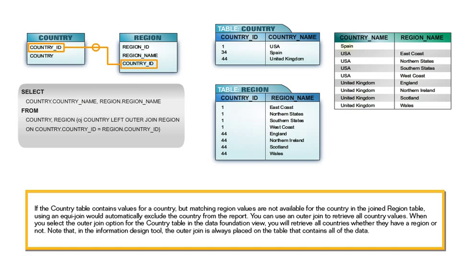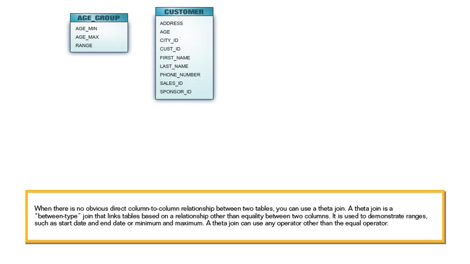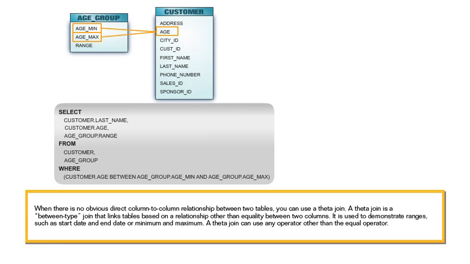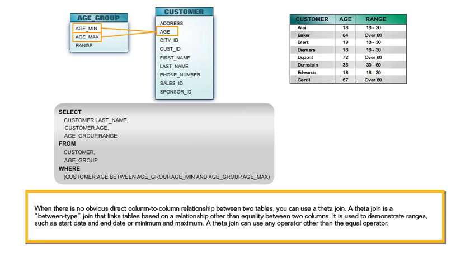When there is no obvious direct column-to-column relationship between two tables, you can use a theta join. A theta join is a between-type join that links tables based on a relationship other than equality between two columns. It is used to demonstrate ranges, such as start date and end date, or minimum and maximum. A theta join can use any operator, other than the equal operator.